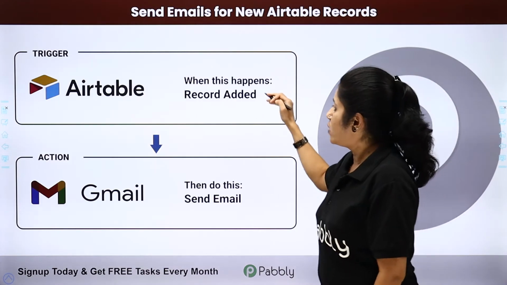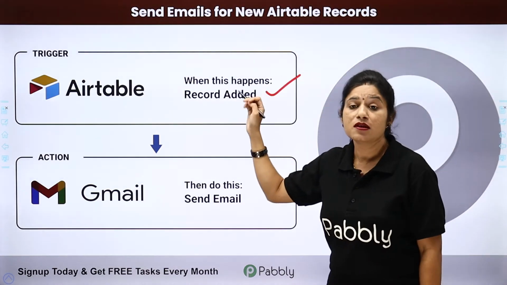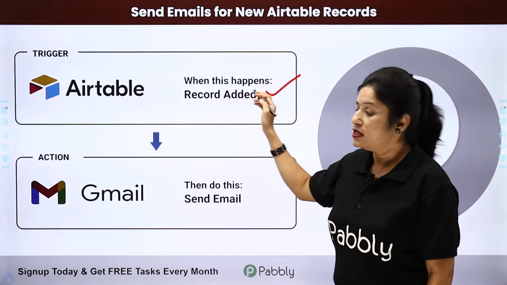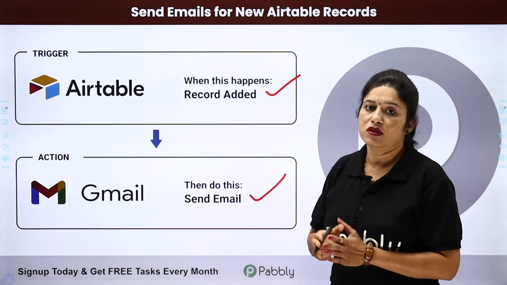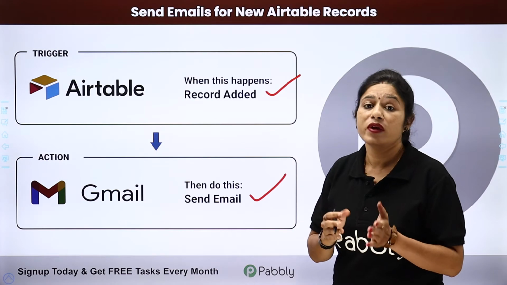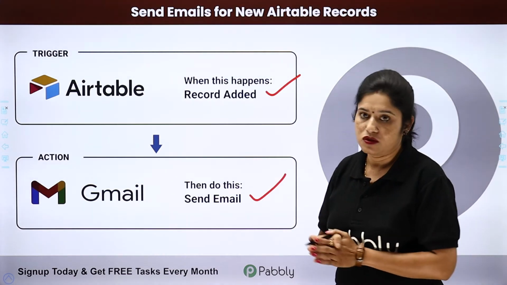The next automation is how you can send emails for new Airtable records. Whenever you add new data to your Airtable base, automatically using those details, you can send the mails to the concerned person you want. You can send the emails to your customers or to your vendors or to your business partners also.